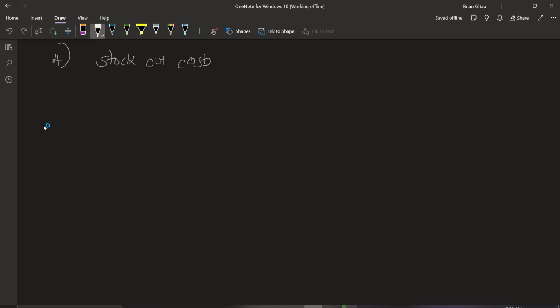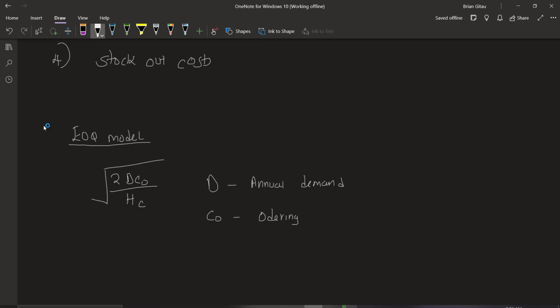Now, let's go ahead and look at the EOQ model, the economic order quantity model. This model will simply help us minimize those two relevant costs. And this is the formula: the square root of 2DCO over HC. D is the annual demand, CO is the cost of ordering, the ordering cost, and HC is the holding cost.